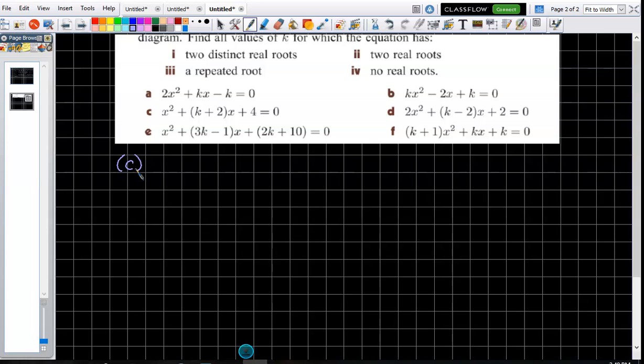All right, so same things for all of these, and remember we just talked about this. When does it have two real roots? When it's greater than 0, two distinct. When it does two real, it could be greater than or equal to. When it's a repeated, that's when it's equal. When it's no real root, less than.